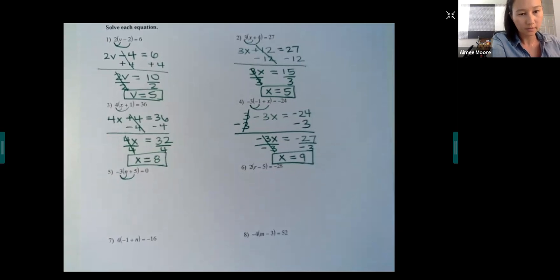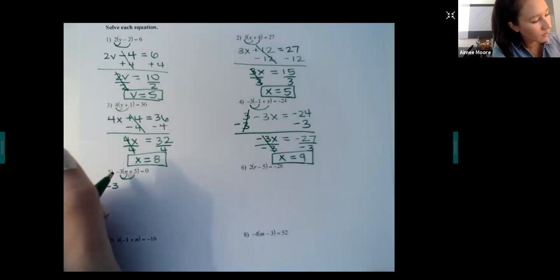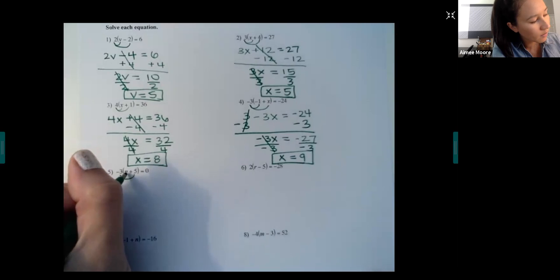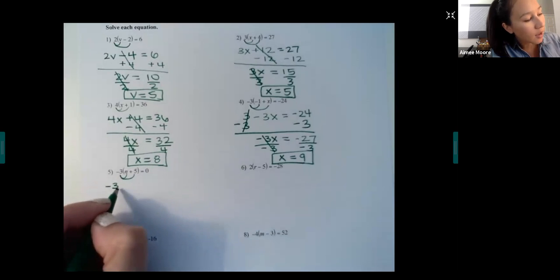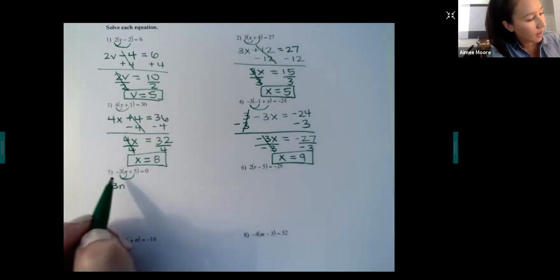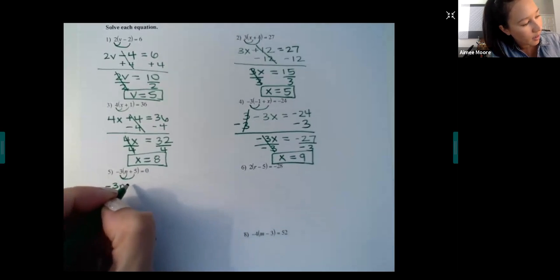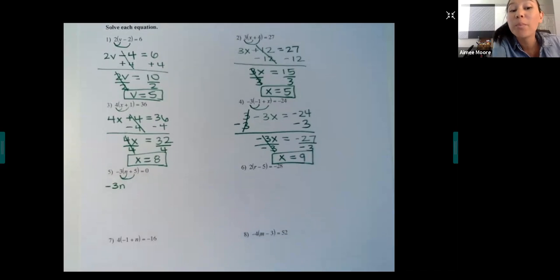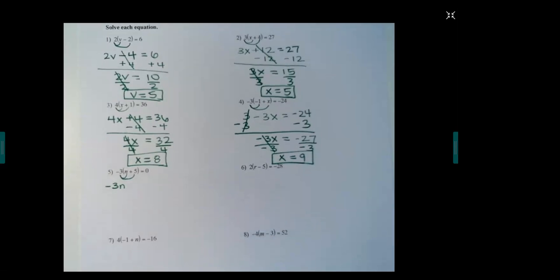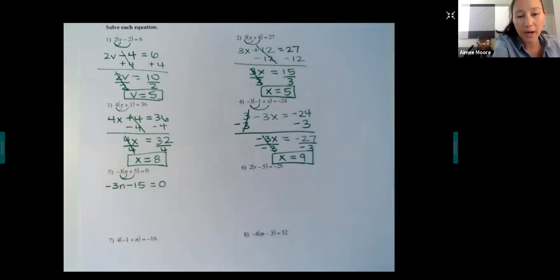Okay. So it'll be negative 3, and then negative 3, and then we're multiplying by 5. Yes, but if you're multiplying negative 3 times n, don't forget your n. So negative 3n. And then what's negative 3 times positive 5? Remember, we're multiplying. Oh, 15. So negative 15, right? And that's going to equal 0.